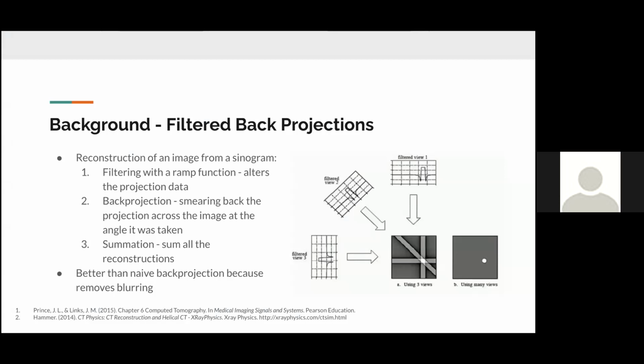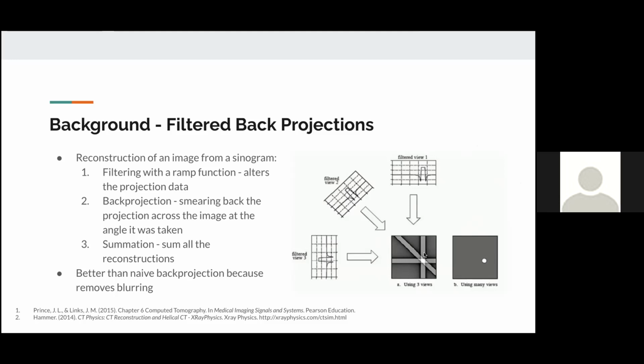To reconstruct the image, the Fourier transform of the projection is multiplied by a filter, which alters the projection data. The image is then inverse Fourier transformed and then smeared back, or back projected, across the angle the image was taken at. Each of these back projections are summed to make the reconstruction of the image. And this is shown here in the image to the right, where the reconstructions at different angles are summed.